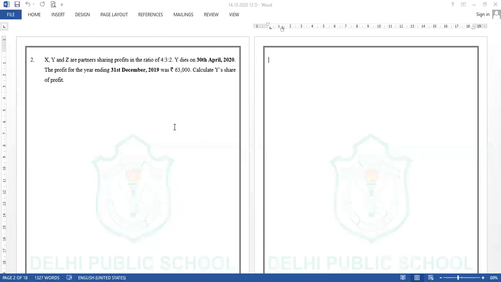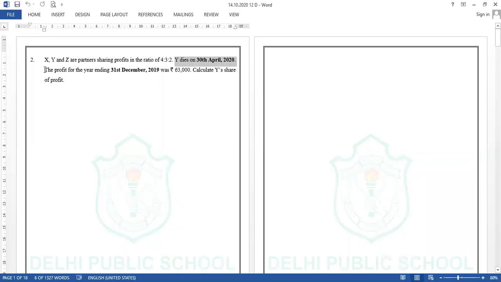X, Y, and Z are partners sharing profits in the ratio of 4:3:2. Y dies on 30th April 2020, and the profit for the year ending 31st December 2019 was 63,000. Calculate Y's share of profit.